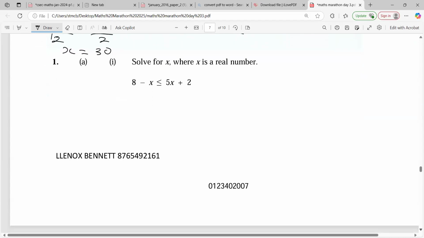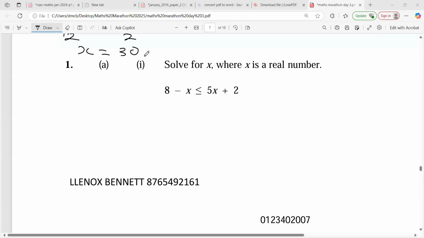It says solve for x, where x is a real number. 8 minus x less than or equal to 5x plus 2. So this is another one that I pulled out. Inequality. Alright, so we solve for x where x is a real number. So we're going to get x by itself. Two ways we can do it. You can have the x on the left or the right.